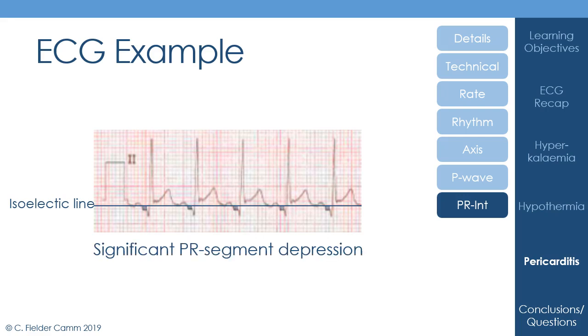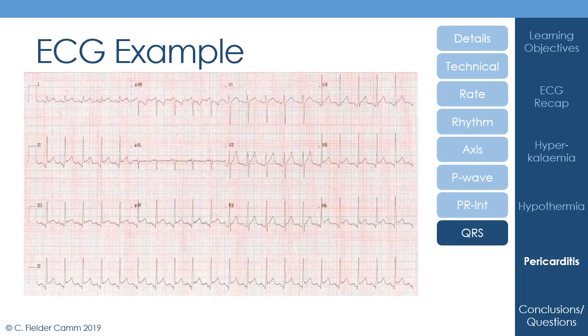Okay, so although there's no PR interval prolongation, there is PR segment depression there. Moving on to the QRS complexes, you can see that actually they're narrow, certainly, and in terms of amplitude, I don't think there's any features of left ventricular hypertrophy here, but interestingly, they're certainly not small either.